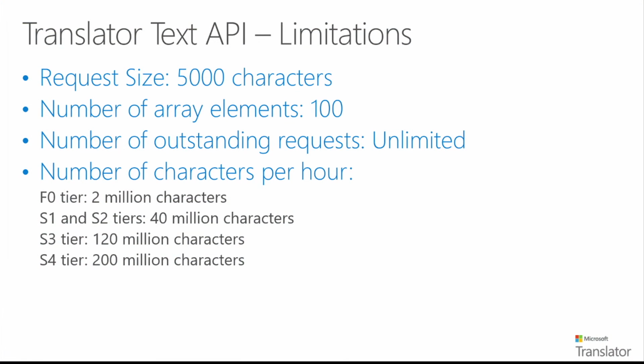There are a couple of limitations that are worth mentioning. The request size is limited to 5,000 characters. You can have 100 array elements. You have an unlimited number of outstanding requests, so you don't have to wait for a request to finish before you send the next one. And the number of characters that you can translate per hour is based on the subscription tier in your API subscription.